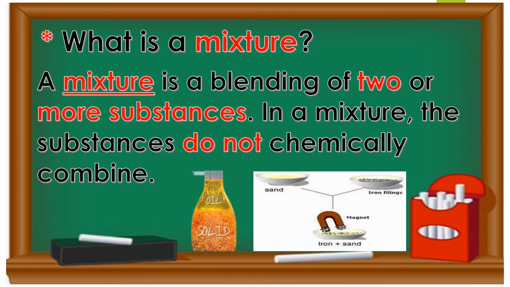Okay, so what is a mixture again? A mixture is a blending of two or more substances. In a mixture, the substances do not chemically combine. When we say not chemically combined, the chemical properties are still present. Some examples of chemical properties are acidity, reactivity, flammability, or toxicity.